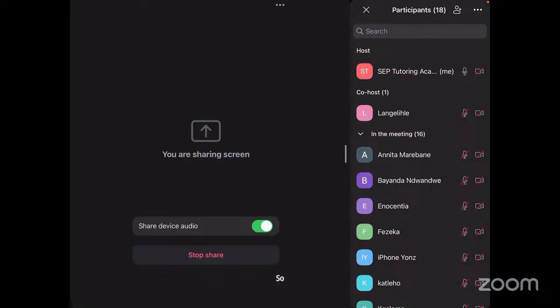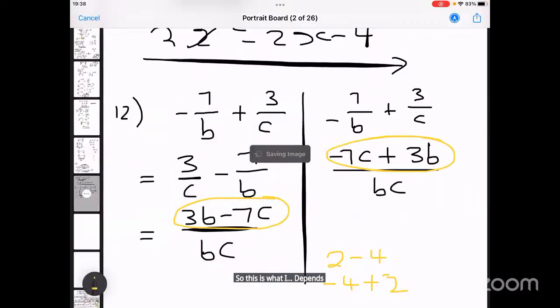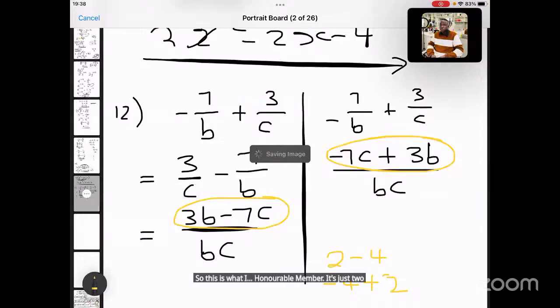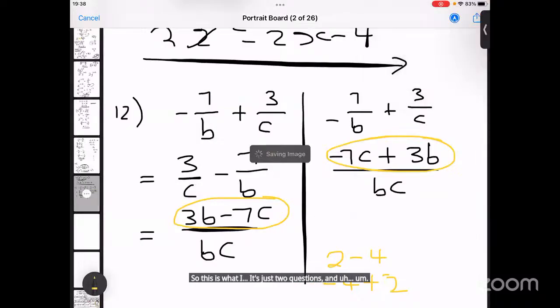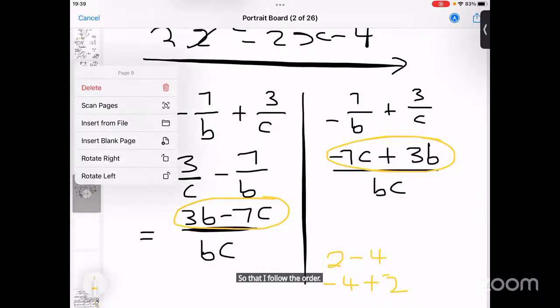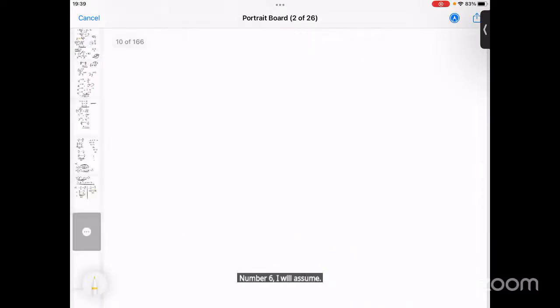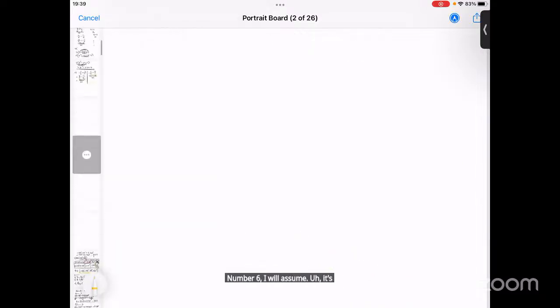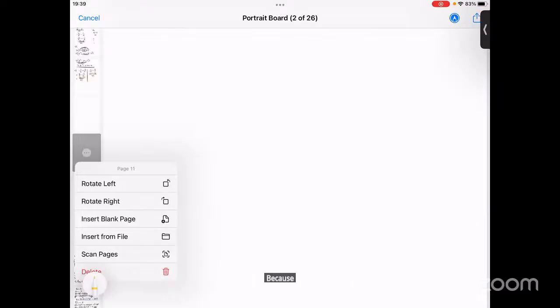So this is what happens, honorable member. It's just 2 questions under advanced sessions which I'm going to be attending to, because it's only 2 set for lesson 21 and lesson 18. And these are the things that I'm struggling with. Let me actually start with this one so that I follow the order. Lesson 18, number 6. Lesson 18, number 6, I will assume it's letter 6, because here's this one. It is in letters.